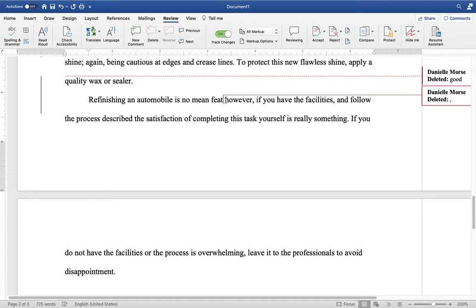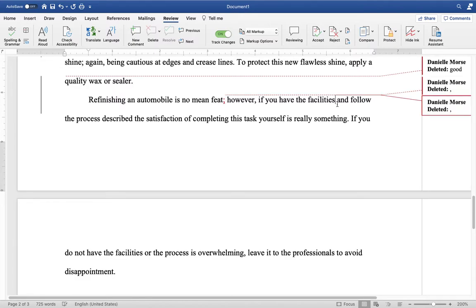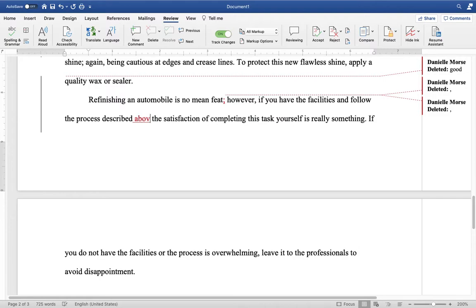We need that buried, however, with a semicolon. However, if you have the facilities, no comma there, that's a comma splice, and follow the process described, maybe described above. Yep, because we have a comma here. So this is, however, an introductory phrase. Sort of. It's more like a non-restrictive clause here.